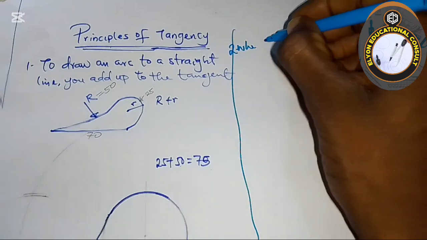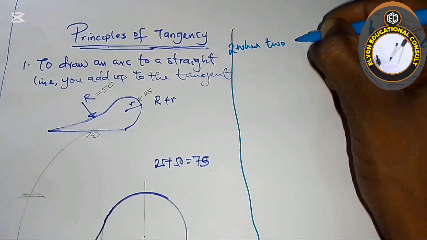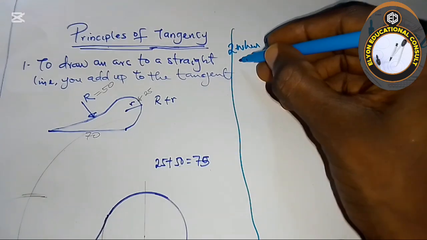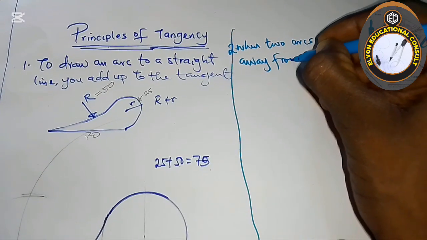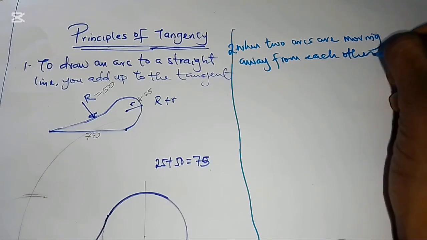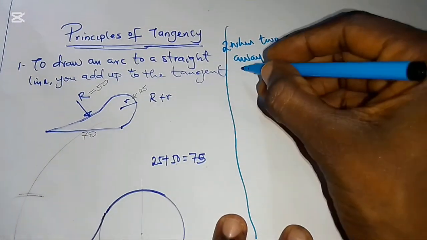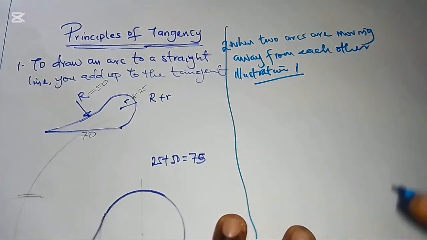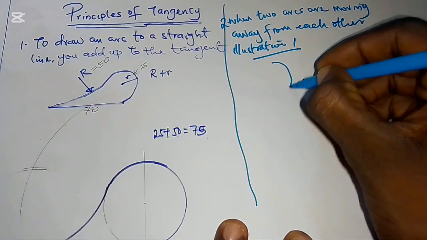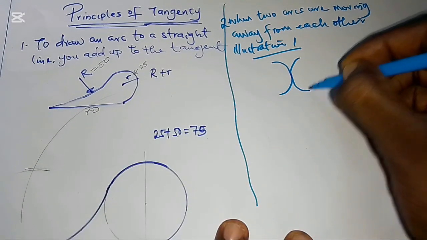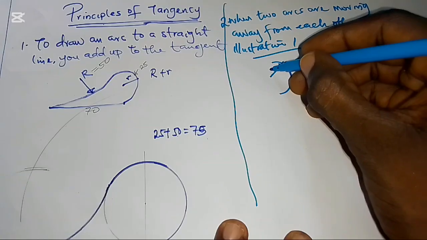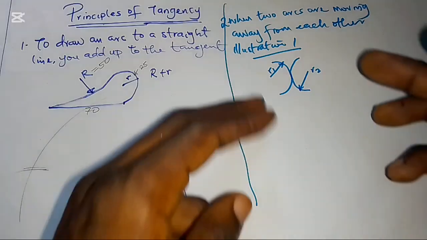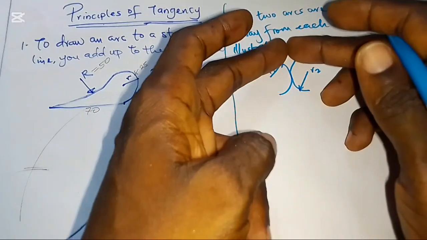The second principle is when two arcs are moving away from each other. For illustration, this is the first illustration, illustration 1. If you have this arc like this, and we have another arc which comes this way, this with radius 1, and this with radius 2. Now these two arcs are moving away from each other.